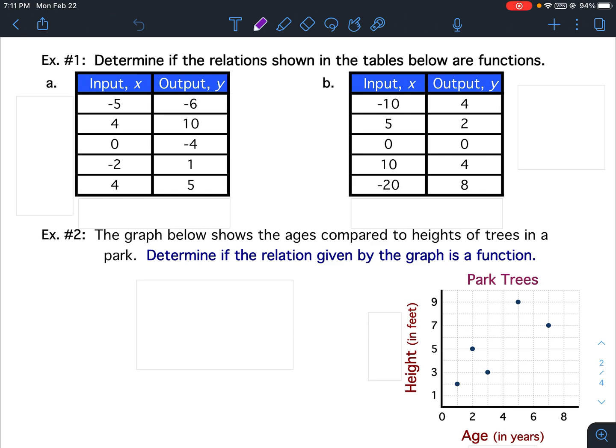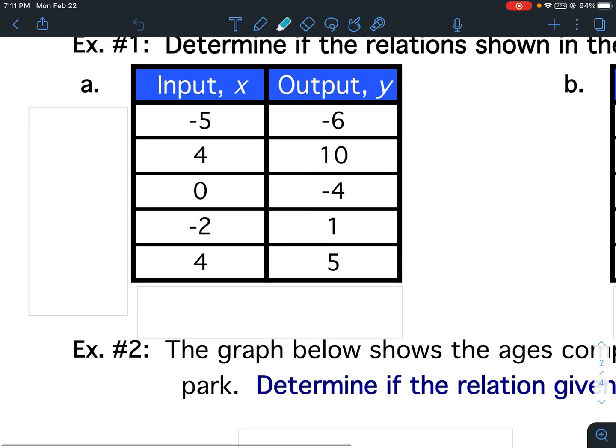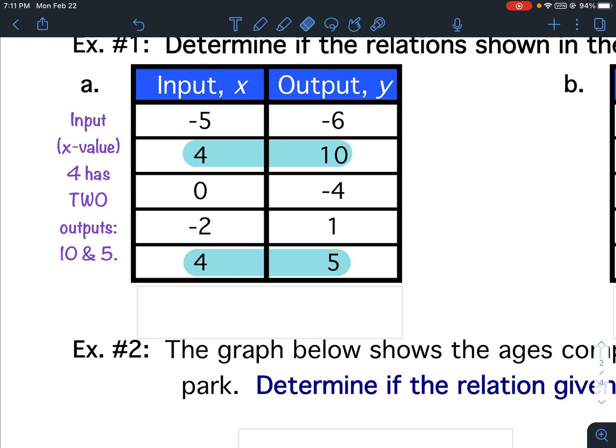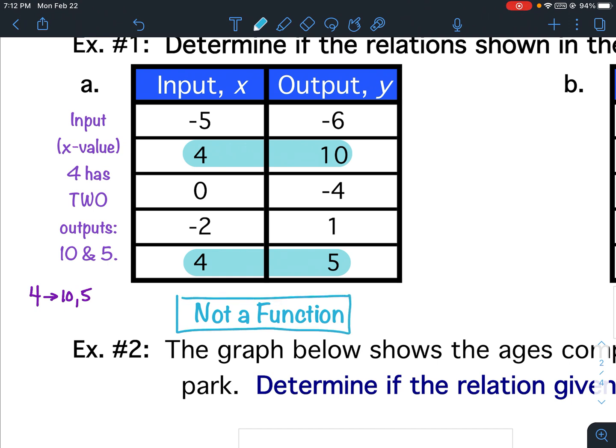All right, so let's look at example 1A. Do I have any repeating x values? I sure do. The 4 repeats. So I have 4, 10, and I have 4, 5. So that means input 4 has 2 outputs, 10 and 5. So the input 4 has outputs of 10 and 5. Since it has more than one output, this is not a function. Please write all that down.